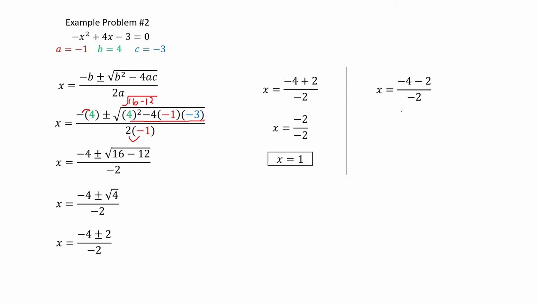And here, negative 4 minus 2 will be negative 6. It's like this. Negative divided by negative will be positive. So this will be positive 3. So that's the answer to problem number 2.